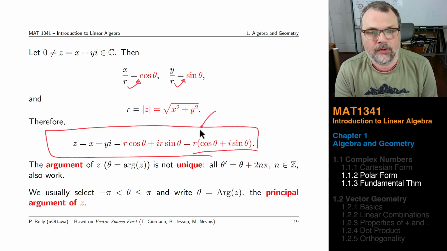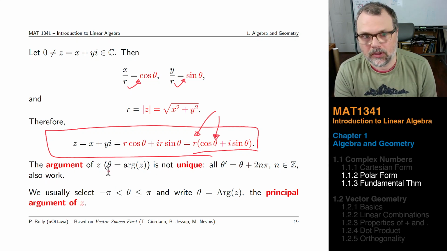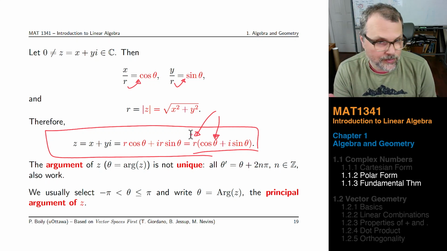When you write complex numbers this way, we have two parameters, r and theta. Theta, the Greek letter, we call the argument of the complex number, and r we call the modulus, or the radius, or the length.